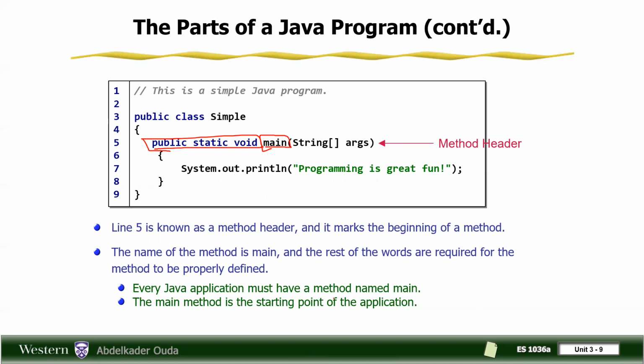Every Java application must have a method named main, so we should have a main method. The main method is the starting point of the application. So why do we need the main? Because the program will start the operation, the commands, from the main. So it will start from here. After the main, here is the starting point of the application.